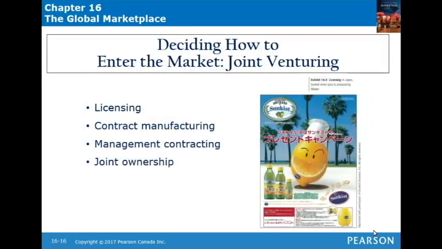Deciding how to enter the market. Joint venturing, licensing, contract manufacturing, management contracting, joint ownership. Exhibit 16.8, licensing. In Japan, Sun-Kissed lemon juice is produced by Mizkan.